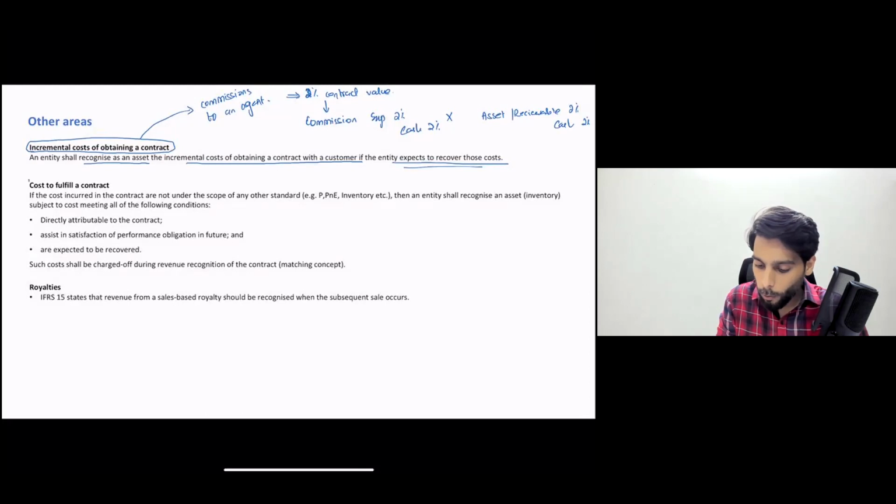What are the costs to fulfill a contract? Any cost which is directly attributable to the contract, any cost which assists in satisfaction of a performance obligation, any costs which are expected to be recovered from the contract, these should be treated as cost of contract.